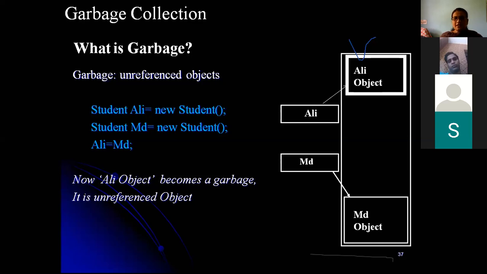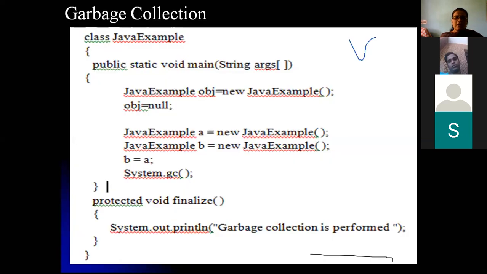In C we have a free function to deallocate memory which is allocated for the program. In C++ we have the delete operator to deallocate memory. But in Java, we don't have a free function or delete operator to deallocate memory. Instead of those two, we have the garbage collection concept. In this concept, we have the function system.gc.